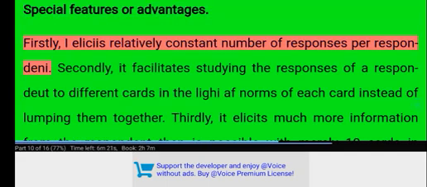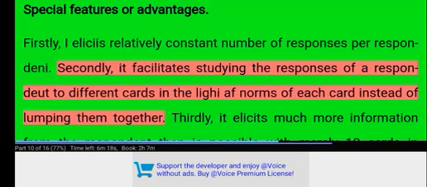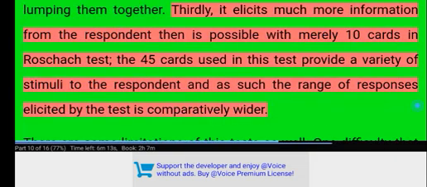Special features or advantages. Firstly, it has a relatively constant number of responses per respondent. Secondly, it facilitates studying the responses of a respondent to different cards in the light of the norms of each card instead of lumping them together. Thirdly, it elicits much more information.